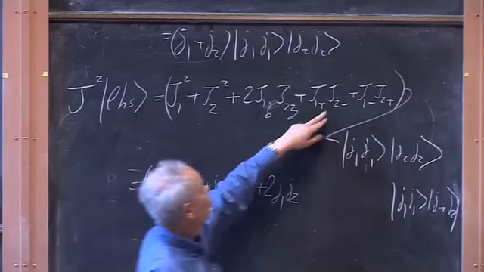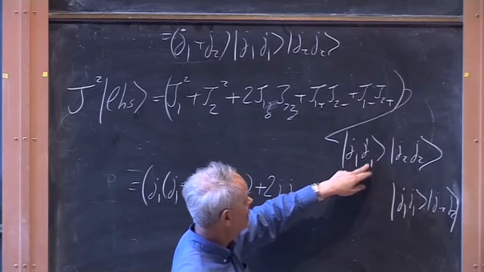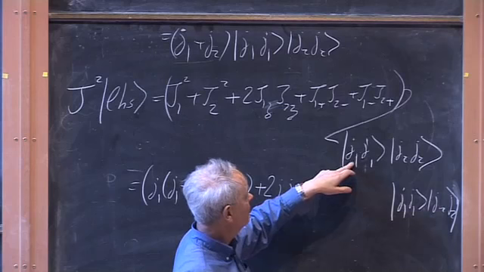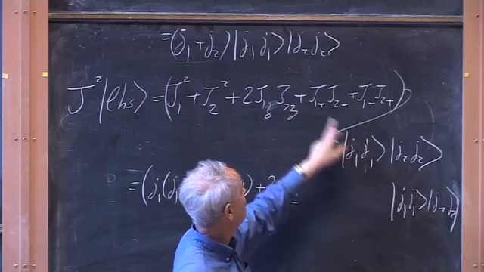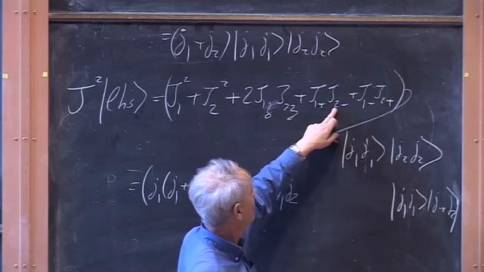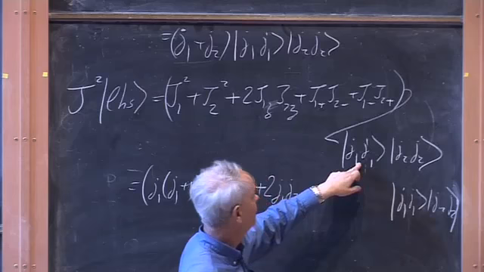Then j1 plus looks at this, tries to raise this trailing j1 to j1 plus 1, but it can't because we're already at the top, so it kills it. So the j plus operating on this kills it, and it does not matter what j2 minus does to this because it's multiplied by nothing.